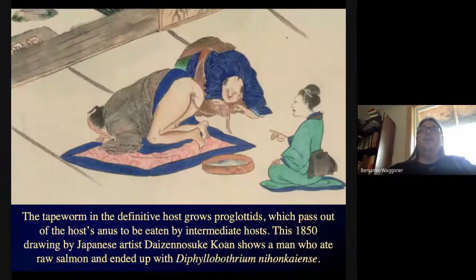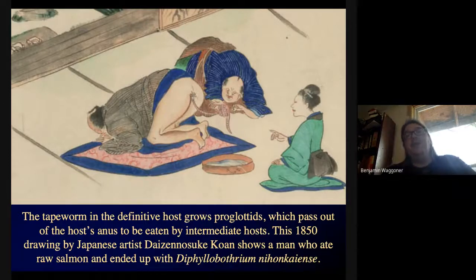Right. Once the tapeworm's in the definitive host, it grows proglottids, and those pass out of the host anus. This is a drawing from 1850 by a great Japanese artist depicting what happens if you eat raw salmon. There are tapeworms in fish that can infect humans. This man has got a case of Diphyllobothrium nihonkaense. This particular one, the proglottids stick together and will pass out in long chains. In others, as I've mentioned, the proglottids pass out singly, or they don't pass, they disintegrate, and it's just the plain eggs that pass out.